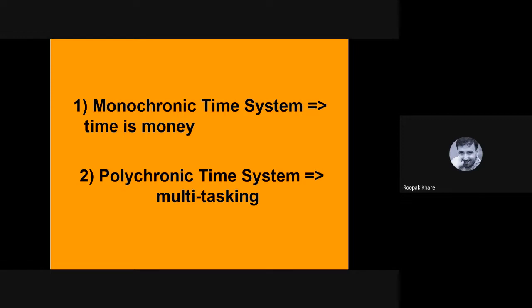There are two ways that it conveys: monochronic time system, where people believe that time is money and let us not waste it. And there is another system, the polychronic time system, where people value time so much that they multitask in the same time. You don't need to get into the details of it, but we should have an understanding of what it is.